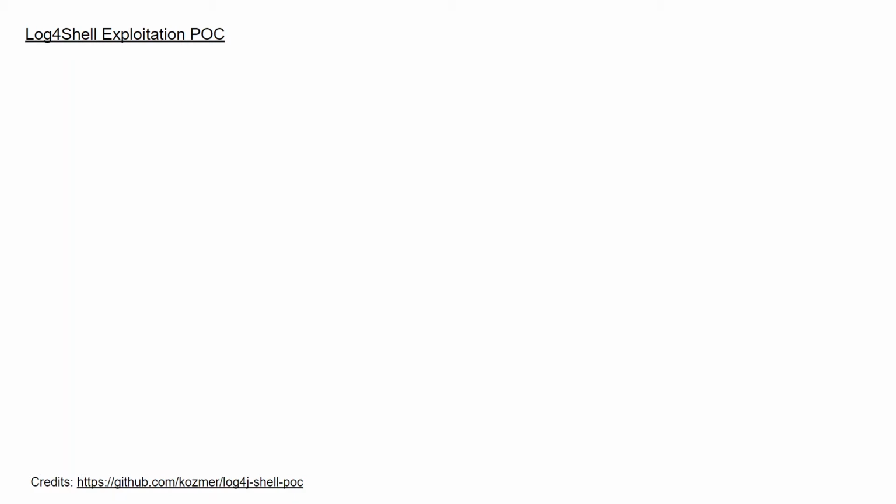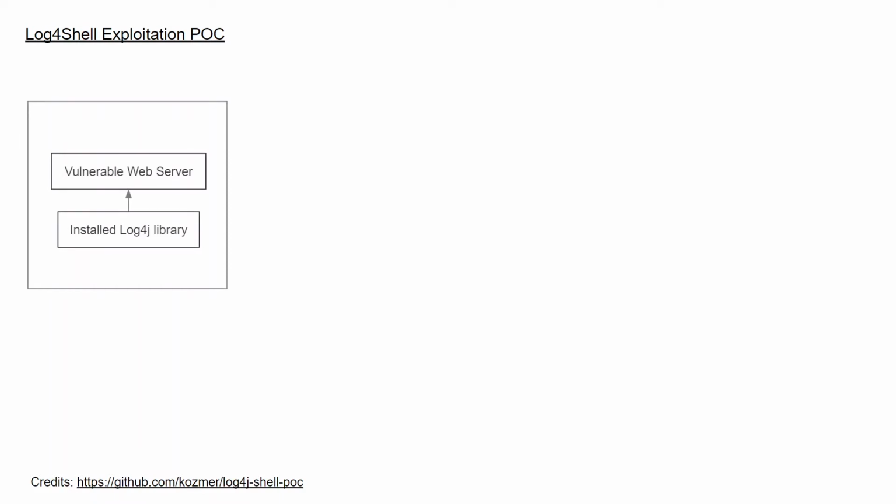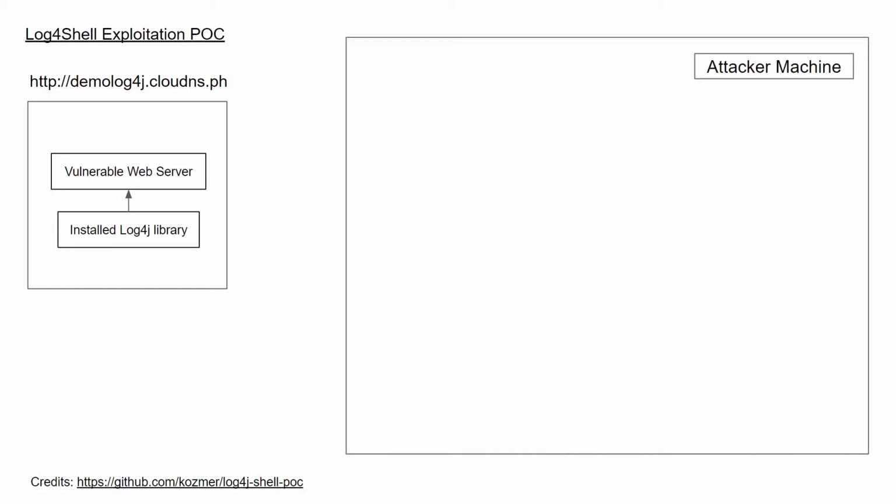All right, so let's check out the diagram to see how it works. First, you have a vulnerable web server that has the Log4J library installed. It has a public-facing website over HTTP, so it has a public-facing domain called demolog4j.cloudDNS.ph. And we have an attacker machine. First, the attacker will launch a Netcat listener to listen for incoming connections. The purpose is for the victim machine to actually connect back to the attacker machine.